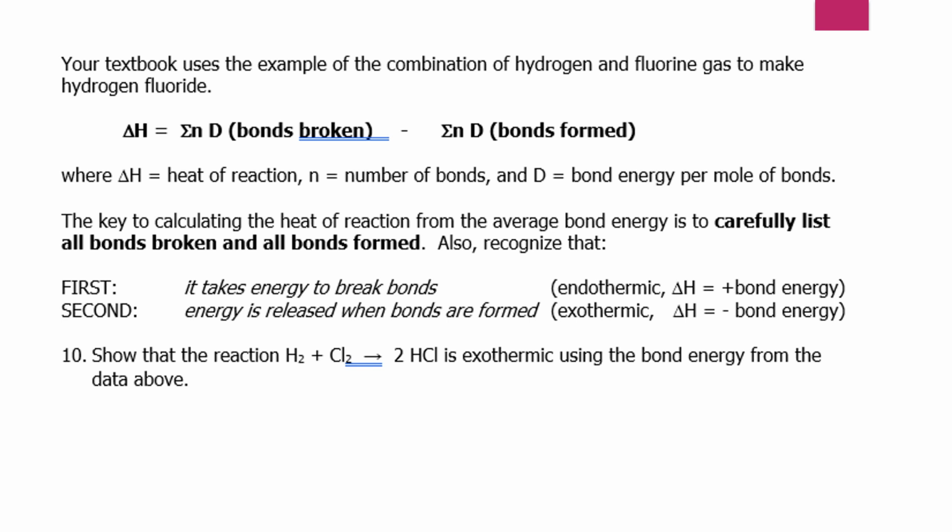You actually have this typed right into your notes. It takes energy to break bonds. That's endothermic. The value for the bond energy is positive. If you are forming bonds, energy is released. From the reaction's perspective, that is a negative value. It's the same numbers, just whether you put a plus sign or a minus sign in front. If bonds are being formed, it's negative. If bonds are being broken, it's positive.